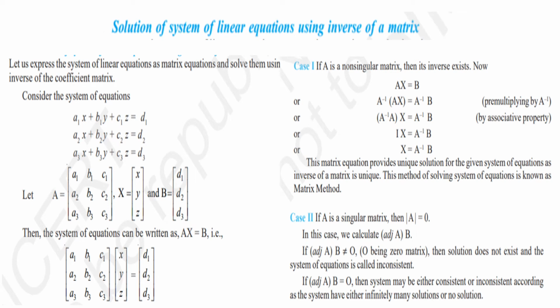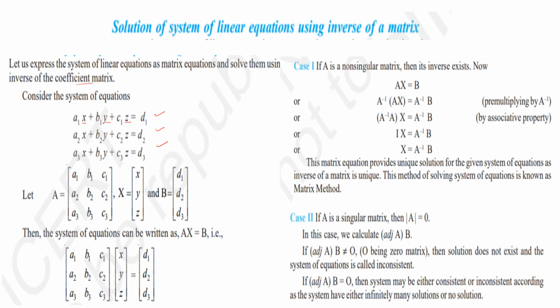Now, the solution of system of linear equations using inverse of a matrix, right? So let us express the system of linear equations as matrix equations and solve them using inverse of coefficient matrix. Now see, consider the system of equations. Here we are considering three equations including three variables x, y and z. So a1x plus b1y plus c1z equal to d1, a2x plus b2y plus c2z equal to d2, a3x plus b3y plus c3z equal to d3.